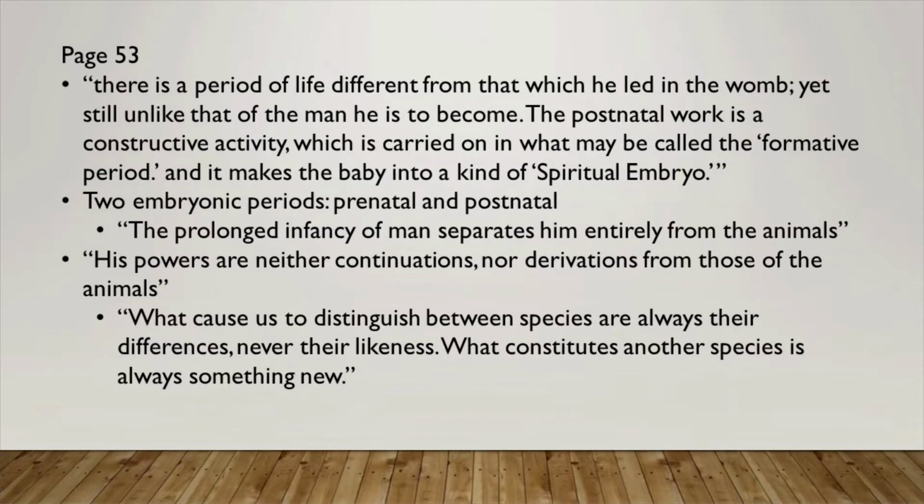And she says his powers are neither continuations nor derivations from those of the animals. What causes us to distinguish between species are always their differences, never their likenesses. What constitutes another species is always something new. And so she's looking at those differences here, and she said, okay, we need to look at what makes us different. And so by looking at what makes us different from the animal kingdom, she was able to come up with more of her theories on what is going on at birth. Why are we so different? And that's where it all really begins, with this idea of the spiritual embryo.